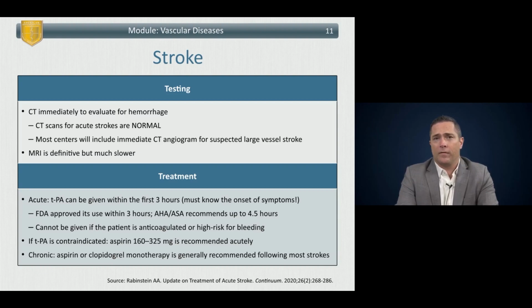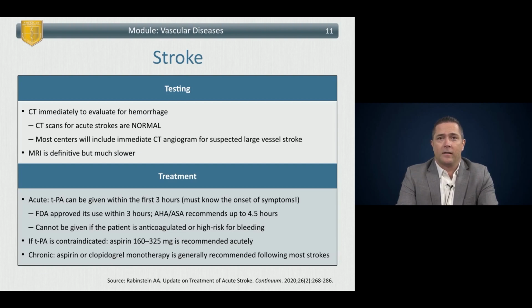In terms of treatment for stroke, this is where time is of the essence. TPA can be given for the first 3 hours. There are some centers that will extend that window, but for testing purposes and for most clinical purposes, the FDA approval for TPA is for use within the first 3 hours. So the onset of symptoms is absolutely essential.